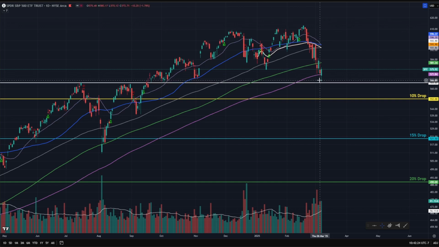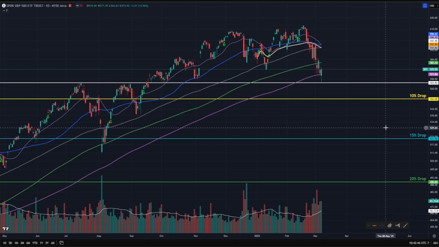So we were able to bounce off of this previous all-time high strong horizontal support level at around 565 on Friday. So that was one of the targets I was thinking of. But if we break down below this level, I could see us having a 10% drop to 552, or even a 15% drop at 521.